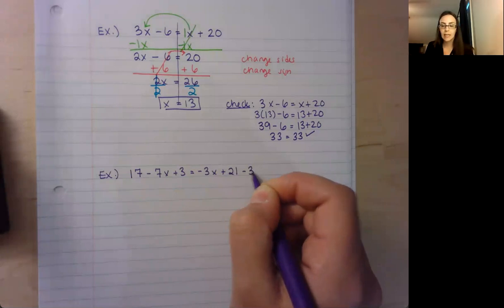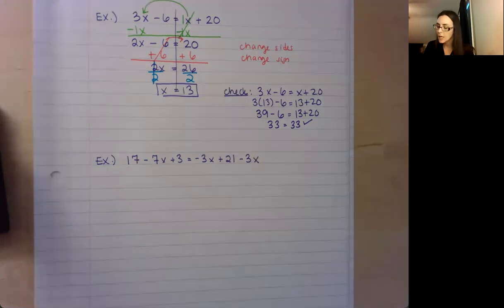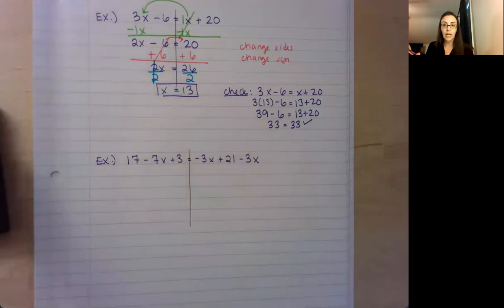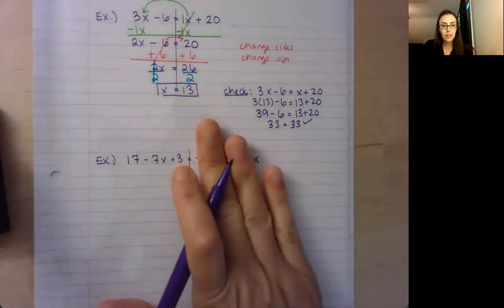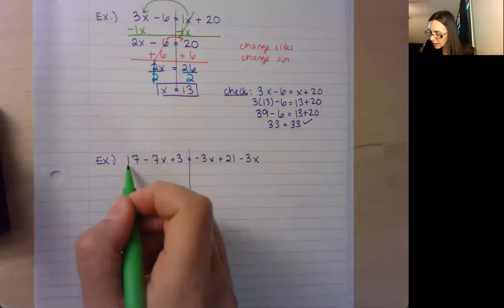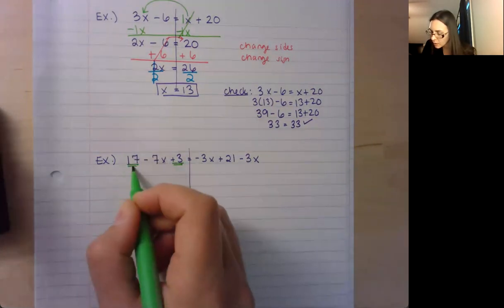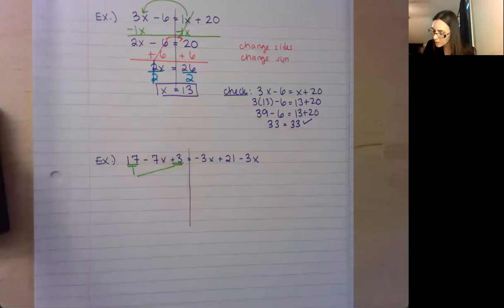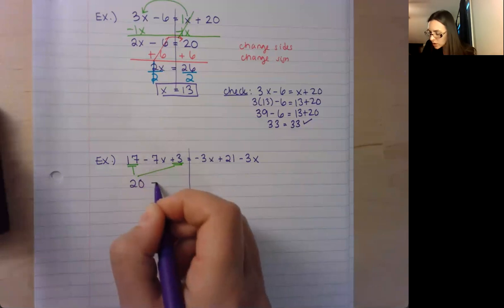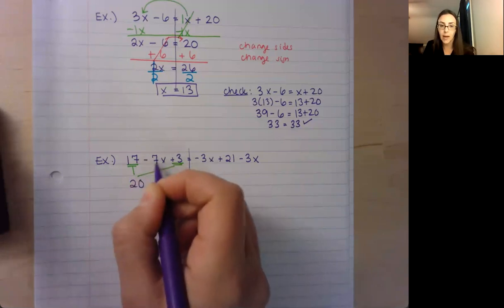All right, so here is another example. And there we go, my video froze. And again, I'm still going to put that little line in just for myself to keep me organized. And I look at my left side first and I say, okay, is there anything I can clean up? And there is. I do see a 17 and I see a 3. So I can combine those together, and that gives me 20. And then I have a minus 7x. So just watch your signs. That 7 has to have a negative or a minus sign on it.